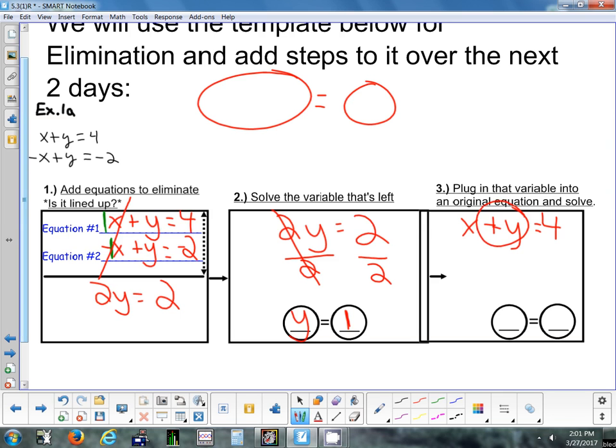Liam? Substitute. Okay, tell me more. You substitute the 1 for y. Yeah, y, because we just solved for it, is going to become 1. What's my new equation going to be, Liam? X plus 1 equals 4.